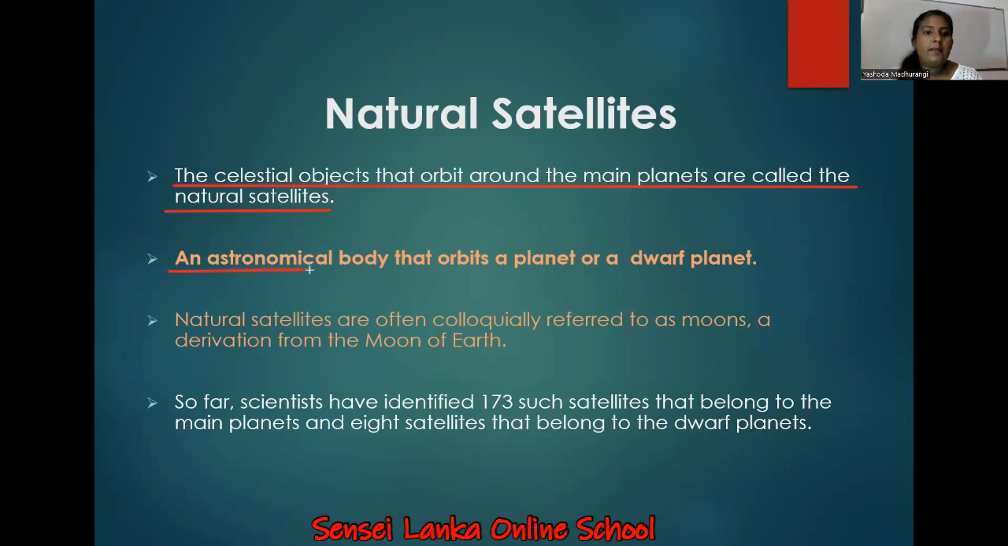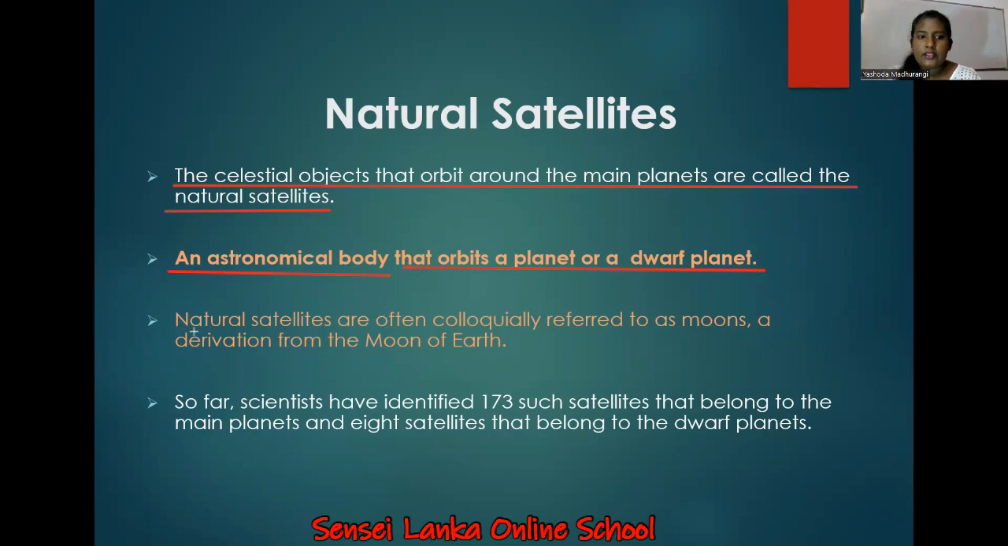Next one, an astronomical body. It is an astronomical body that orbits a planet or a dwarf planet. So both the planets and the dwarf planets have natural satellites. An astronomical body that orbits a planet or a dwarf planet is called a natural satellite. So my dear children, now do you understand what is a natural satellite? You have to remember natural satellites are a celestial object or an astronomical body. They orbit a planet or a dwarf planet.